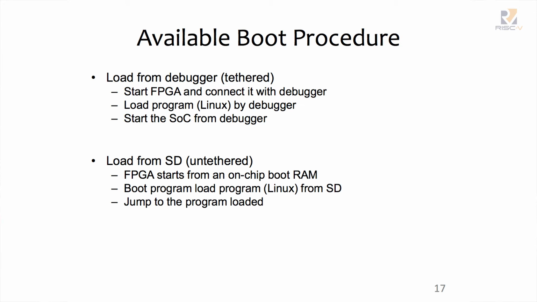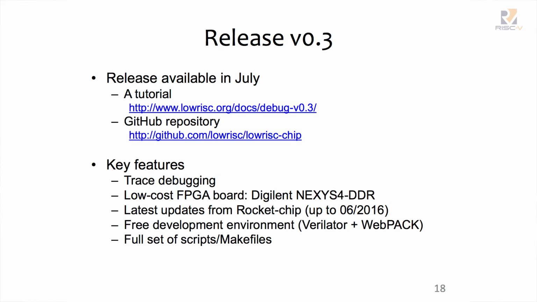In this code release, we have two kinds of boot procedure. The first one is the tethered one, so you can use the trace debugger to load your program into the FPGA's on-chip block RAM or to the DDR RAM. Also, we provide an untethered way, so even if you disable the trace debugger, the system is wholly just an untethered standard system. You can use a program in the on-chip block RAM as the first stage bootloader. Then this bootloader will load the Linux kernel from the SD card to the DDR memory, then jump to the DDR memory and run the Linux kernel.